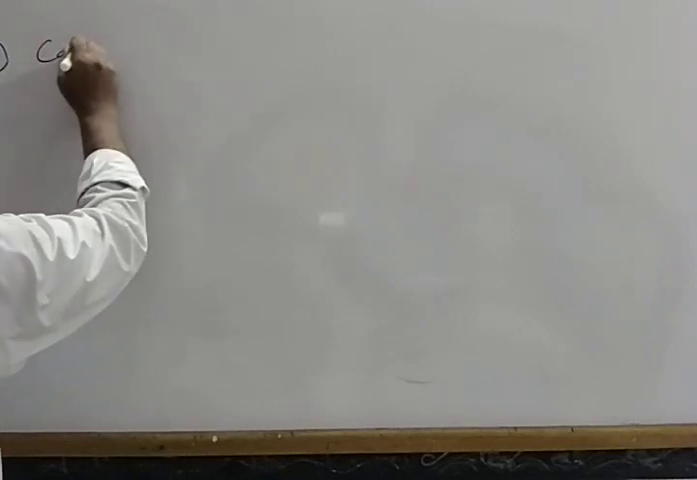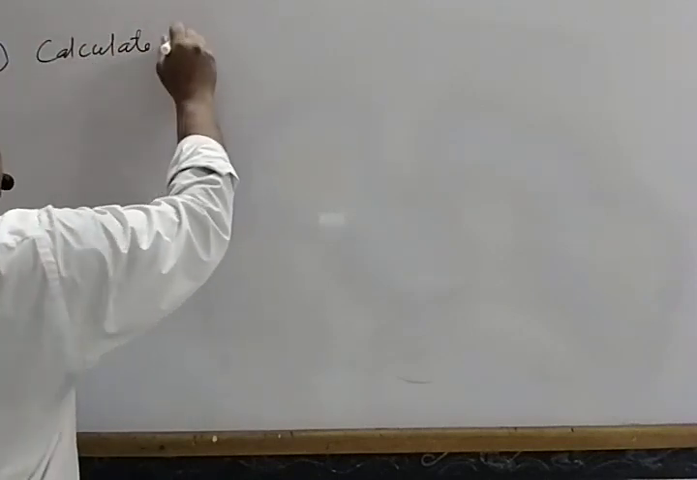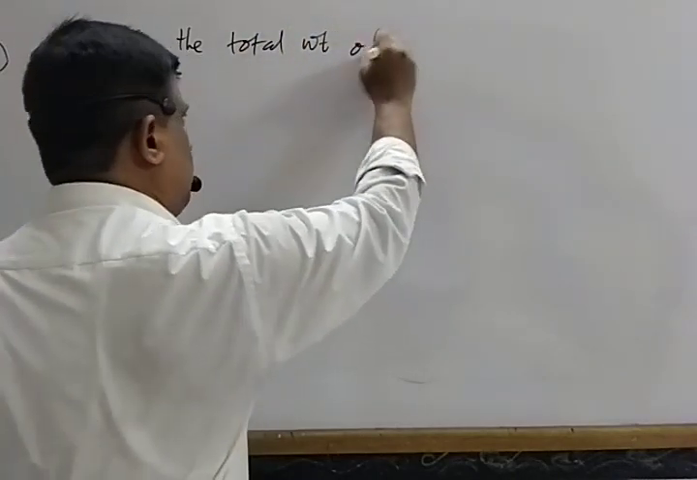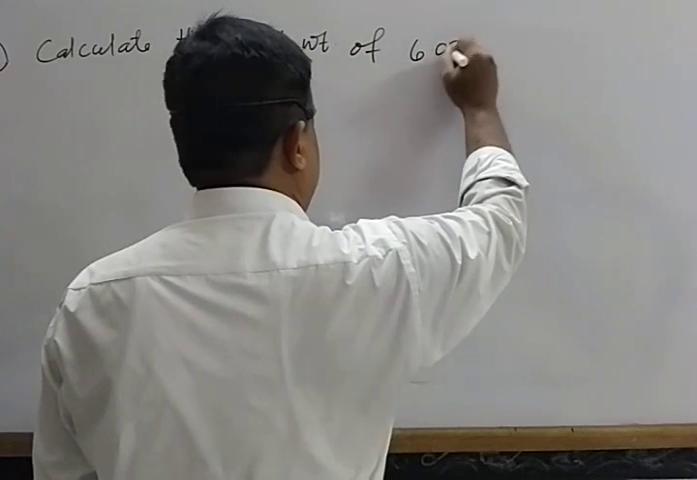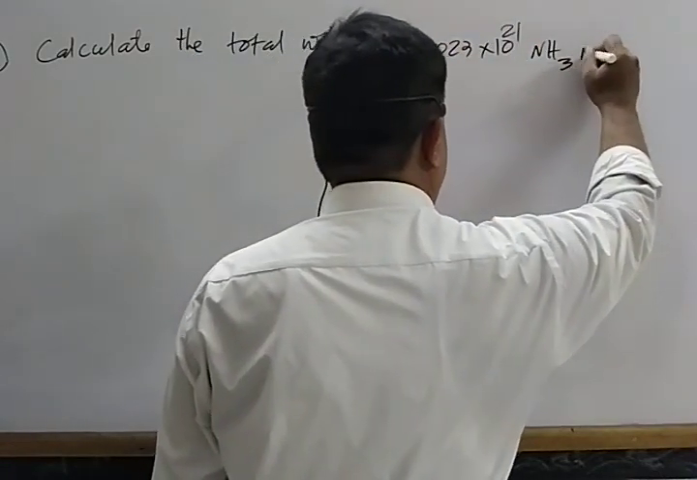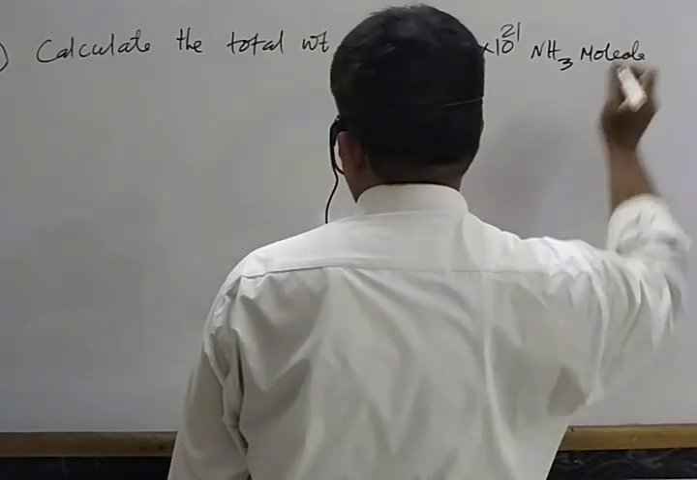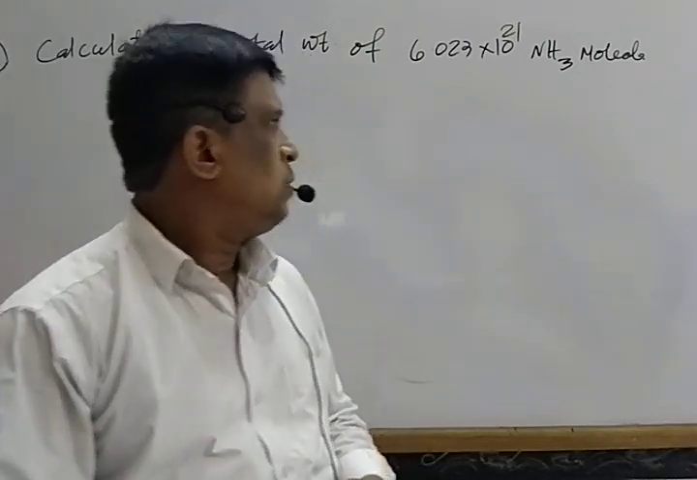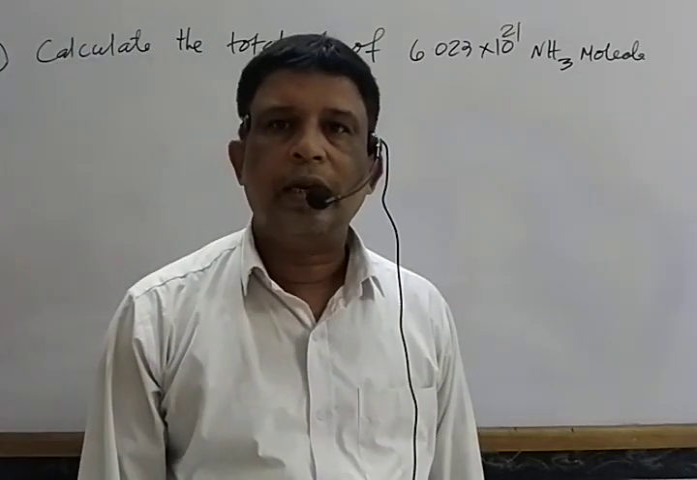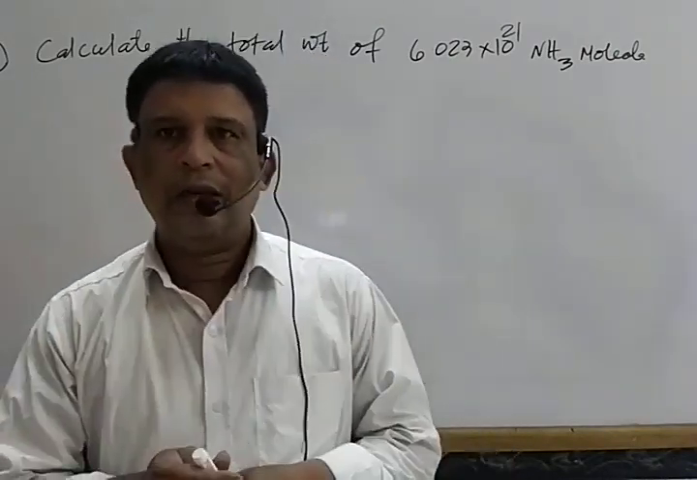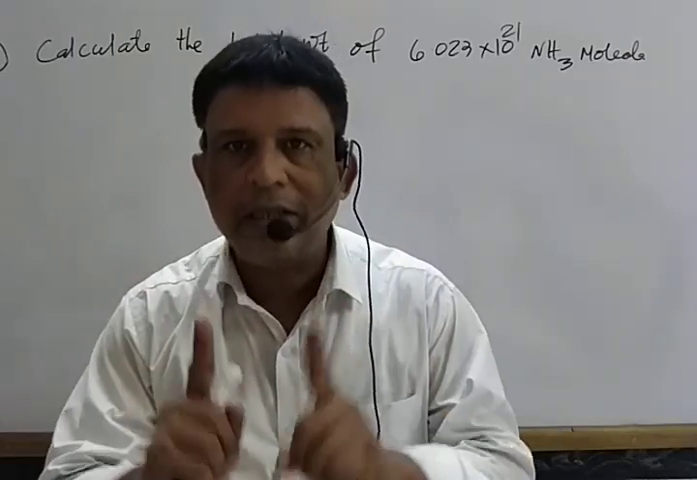Question 1. Calculate the total weight of 6.023 into 10 to the power 23 NH3 molecules. So first focus on the question. What is the question? The question needs the relationship between these two.